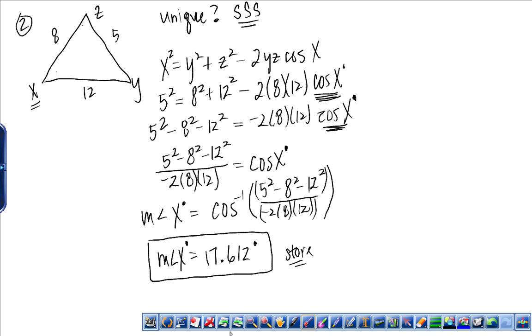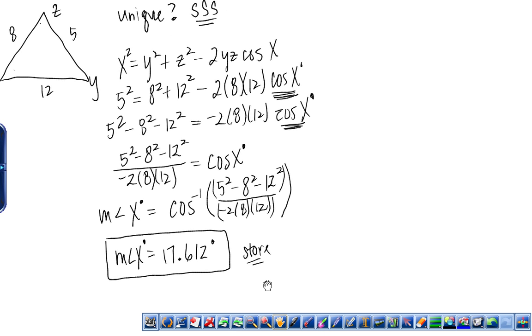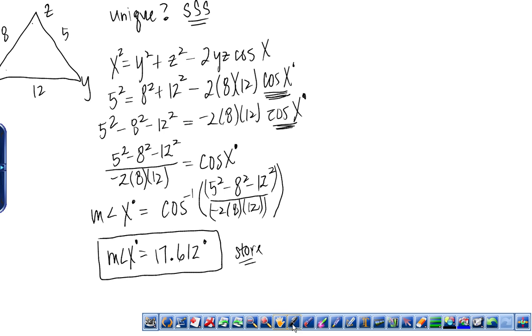Okay, now I want to go ahead and find your Y value. So I'm going to move this over just a little bit and see if we can find Y. So I'm going to jump down here and see if y'all can figure this out. So to find Y squared, that's going to be X squared plus Z squared minus 2 times X times Z times cosine of Y.